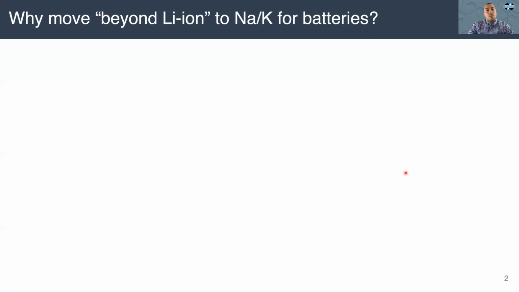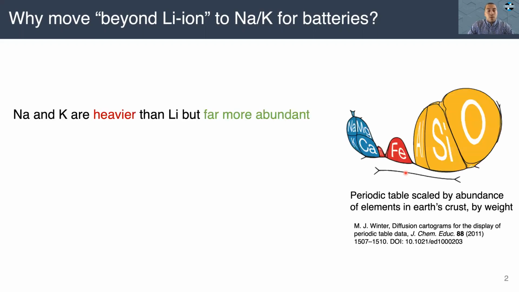First, I want to motivate why we and others are looking beyond lithium, and specifically at sodium and potassium, as alternatives for batteries. The main reason is that although sodium and potassium are heavier than lithium, they're about 1,000 times more abundant on Earth, as illustrated by this rescaled periodic table here. They're also geographically distributed far more evenly than lithium. And so this alone makes these technologies promising for applications such as large-scale grid energy storage for renewables, where weight is not as much of an issue as cost.